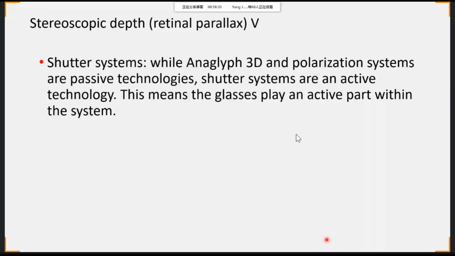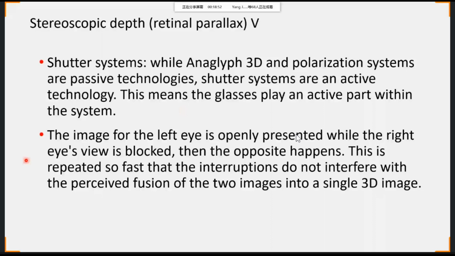Another technique are shutter systems. While anaglyph 3D and polarization systems are passive technologies, shutter systems are an active technology. This means the glasses play an active part within the system. The image for the left eye is openly presented, while the right eye's view is blocked, and then the opposite happens. This is repeated so fast that the interruptions do not interfere with the perceived fusion of the two images into a single three-dimensional image.